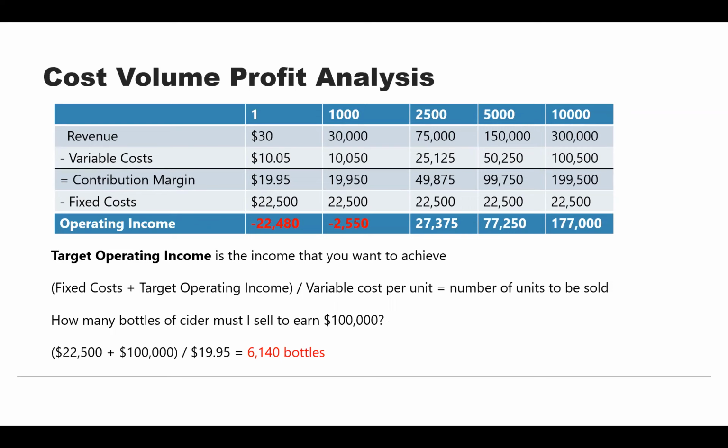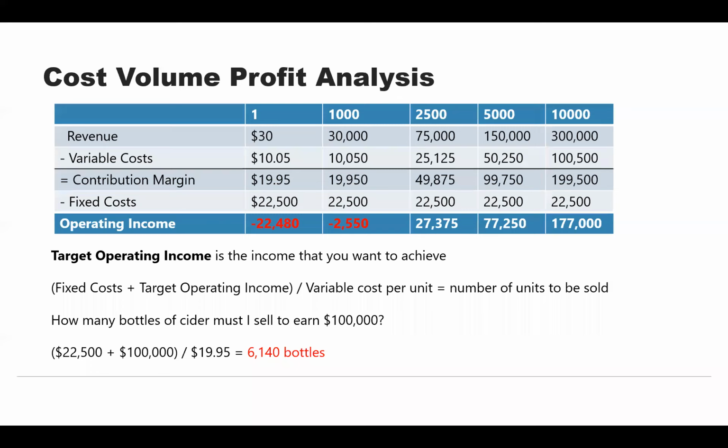And so the other way to think about it is what level of income do you want to achieve? That would be your target operating income, the income that you want to achieve by being at the event. So what you want to know is how many bottles do I need to sell in order to achieve my target operating income? So I want to earn $100,000 if I go to this event. That's my goal. So how many bottles do I need to sell in order to actually earn $100,000? Do I think I can do that?